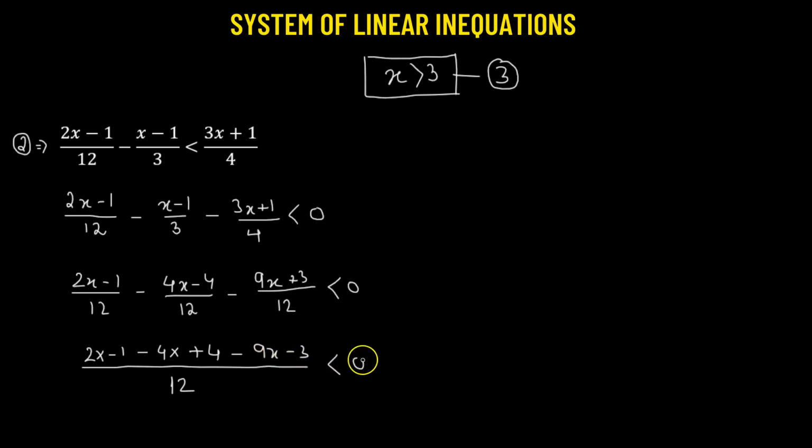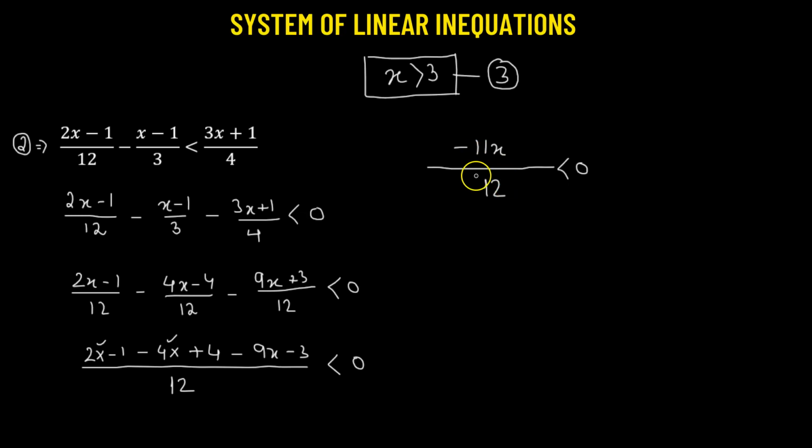So this is less than 0. So we have 2x minus 4x, so that's negative 2x. Negative 2x minus 9x, so that will be negative 11x. We have negative 1 plus 4, so that's positive 3. And positive 3 minus 3 will give us 0. So we have negative 11x divided by 12, so this is less than 0.